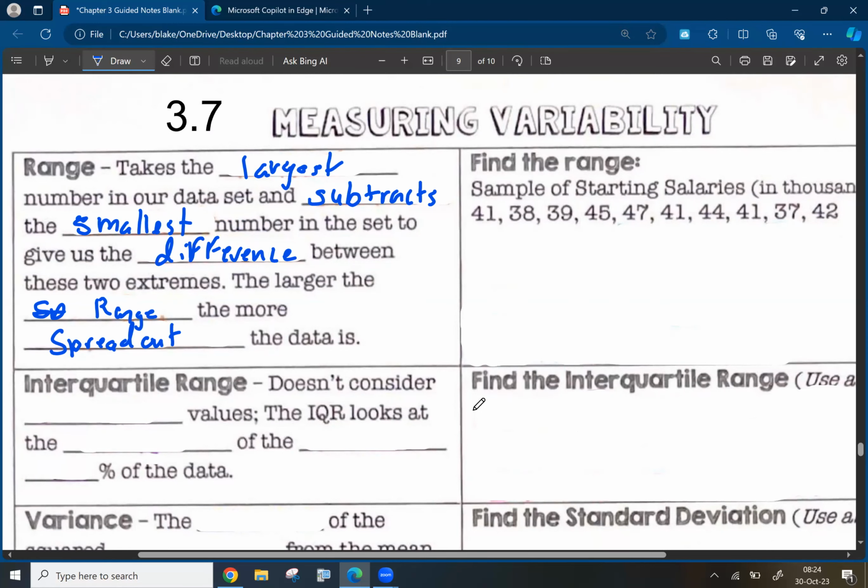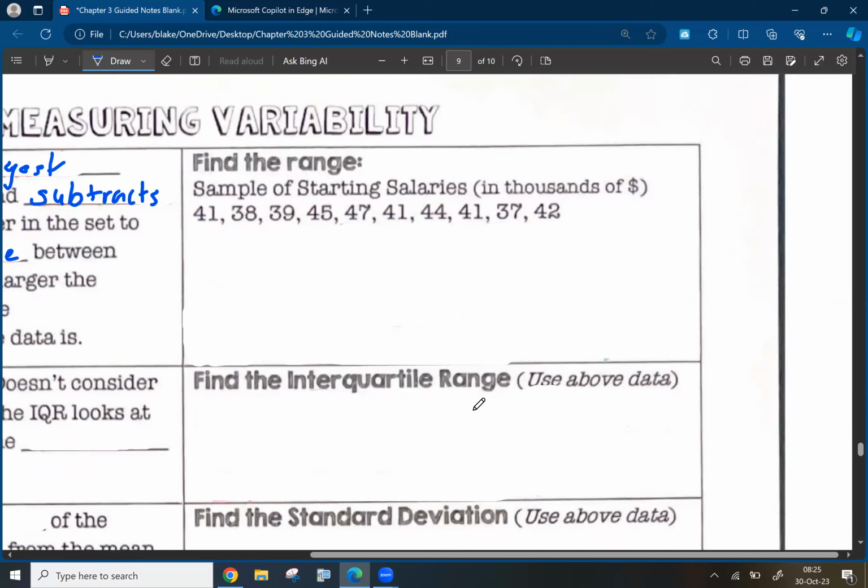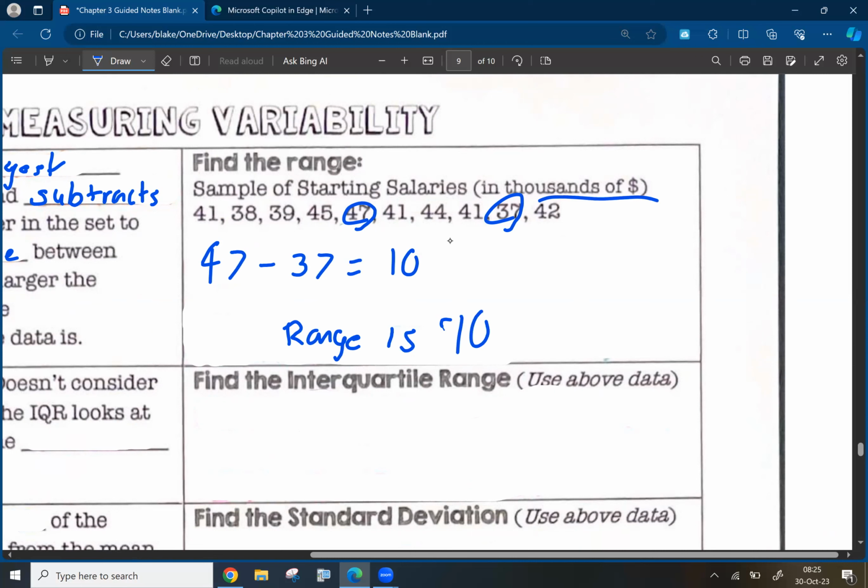All right, so an example of range, again, it's just taking the largest value minus the smallest value and finding the difference. With the starting salaries here, 47 is the largest and 37 is the smallest. So we take 47 minus 37, that's 10. So our range is 10, or if you apply it back in the context of the question, $10,000. Because these are all represented in thousands of dollars for starting salary, essentially it's 47,000 minus 37,000, a range of $10,000.